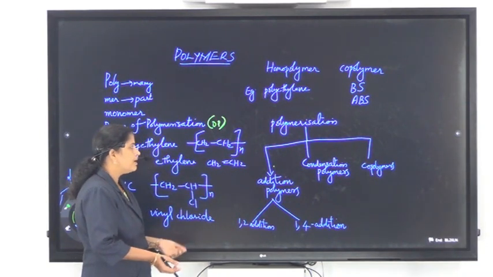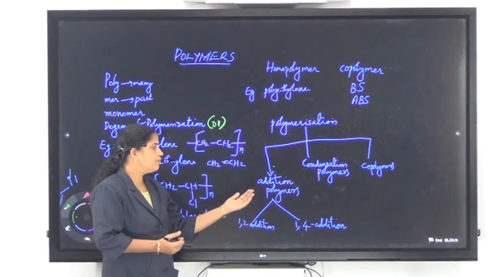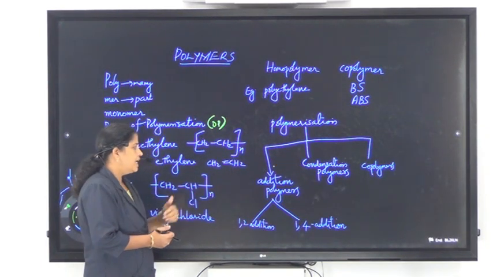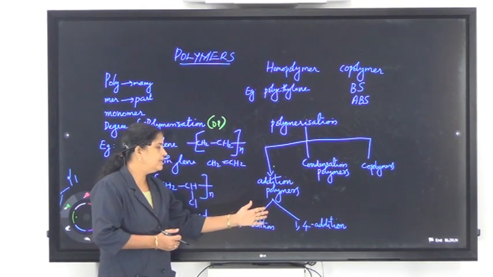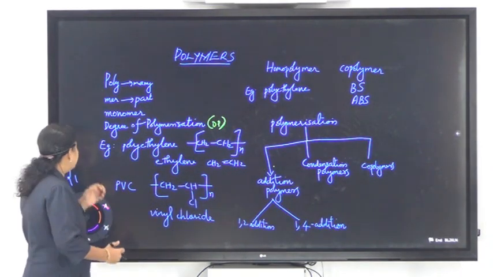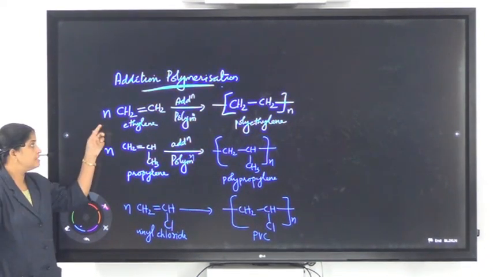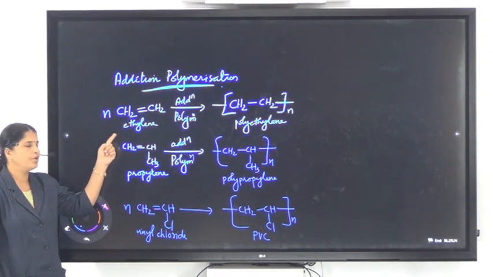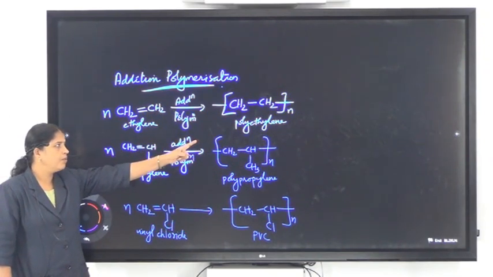Then depending on the polymerization reaction, these polymers can be classified into addition polymers and condensation polymers. Addition polymers can again be of two types, that is 1,2 addition polymers and 1,4 addition polymers. Then we can see the addition polymerization reaction, with some examples. The first example is the formation of polyethylene. The monomer present in polyethylene is the ethylene molecule. A large number of ethylene molecules undergo addition polymerization and form polyethylene.